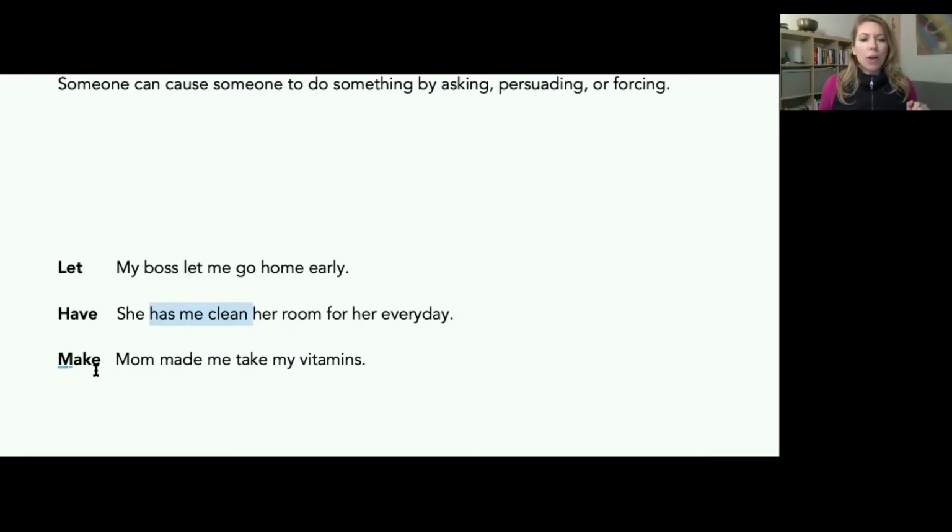And here we have the strongest. Mom made me take my vitamins, right? She was not gonna let me get away with it. So she forced me to take vitamins. That would be the strength.